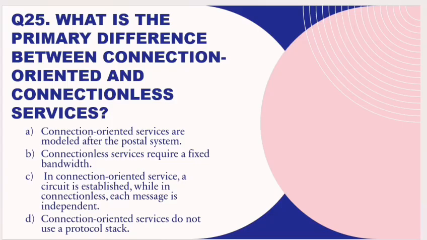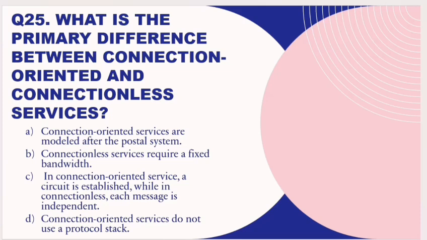What is the primary difference between connection oriented and connectionless services? Option A, connection oriented services are modeled after the postal system. Option B, connectionless services require a fixed bandwidth. Option C, in connection-oriented services, a circuit is established while in connectionless, each message is independent. Option D, connection-oriented services do not use a protocol stack.